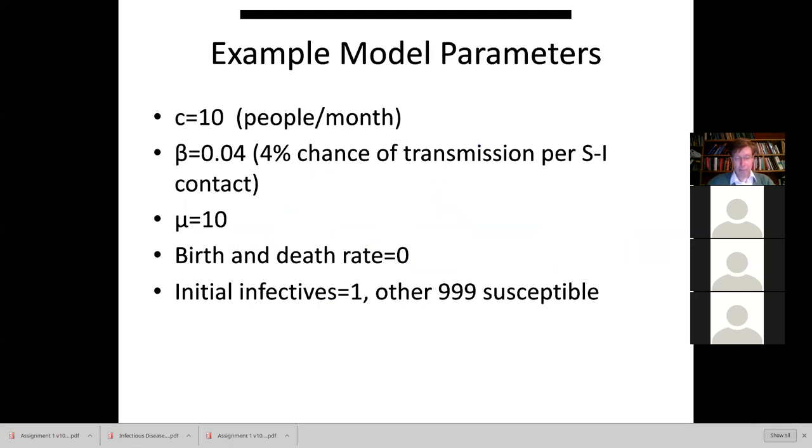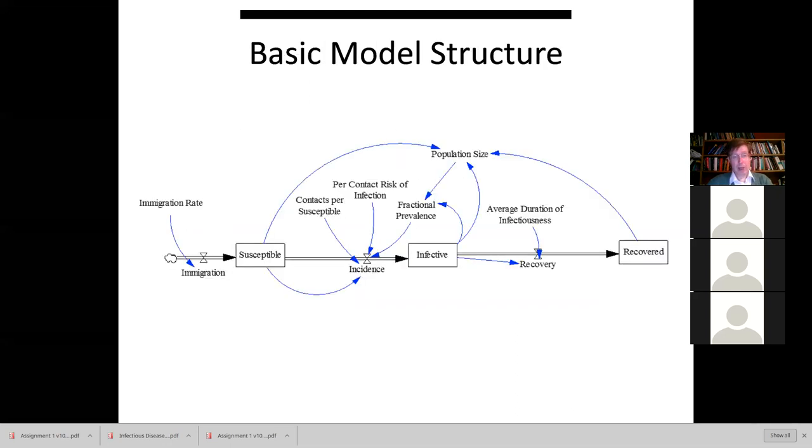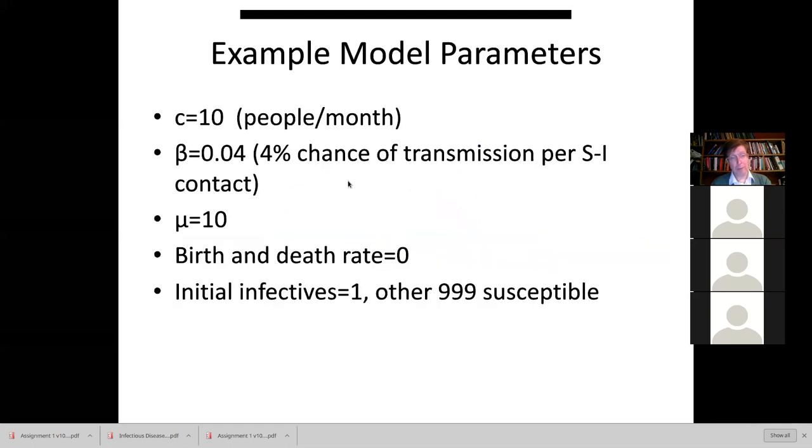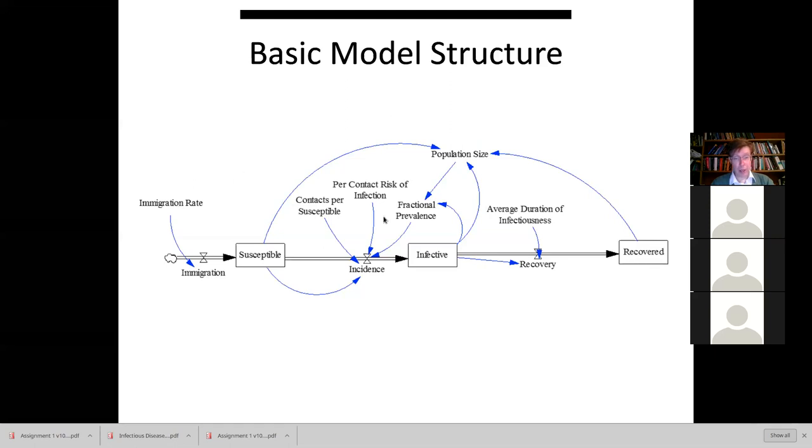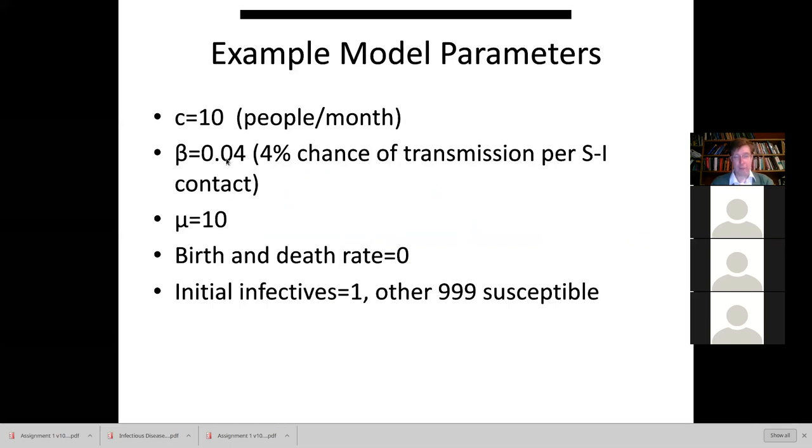Okay. So for anyone who'd like to experiment with this, you're welcome to do so with some parameters. For example, we'll denote this contacts per susceptible as C. And that's actually contacts per day per susceptible. I stand corrected, or per unit time per susceptible. We'll denote that as C. Here I said, okay, month. Beta is the term for this per contact risk of infection. And that's per discordant contact, contact between an infective and a susceptible. So that's a 4% chance of transmission every time a susceptible is in contact with an infective.